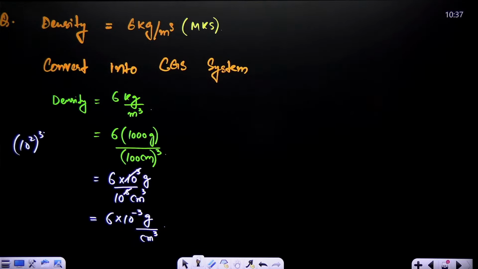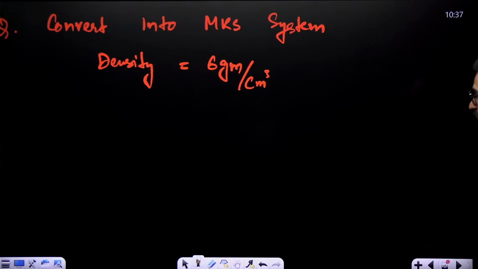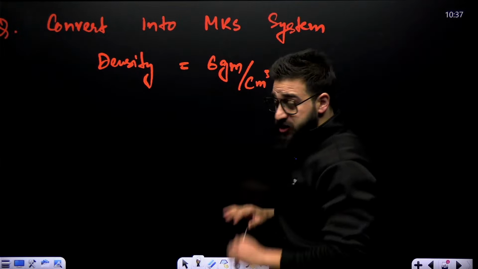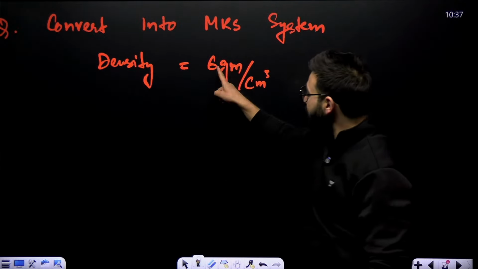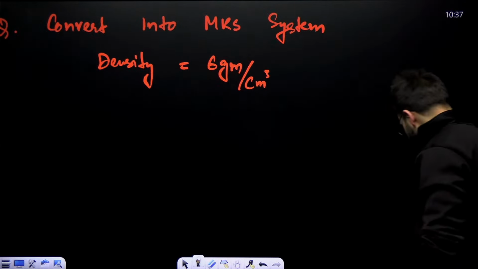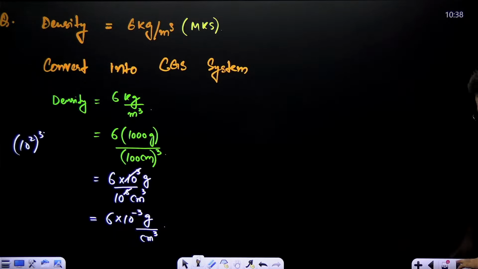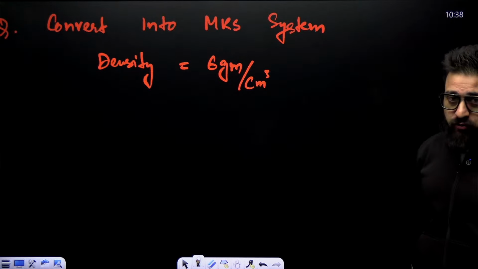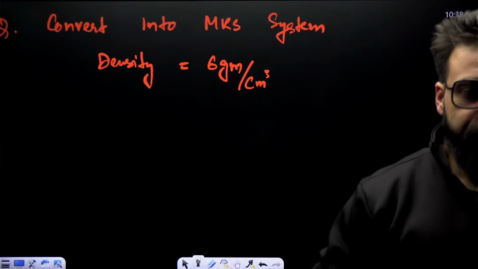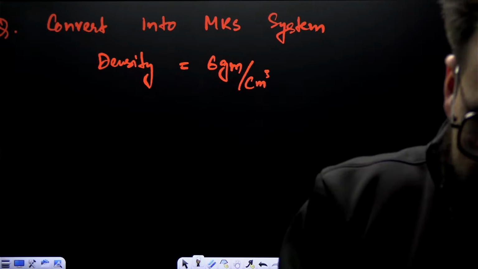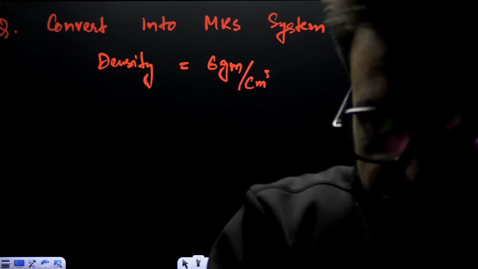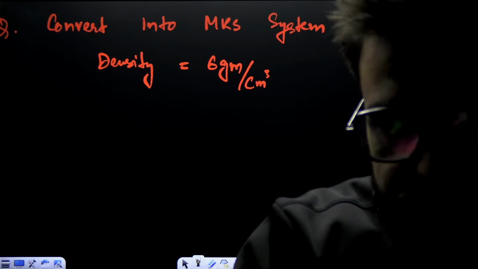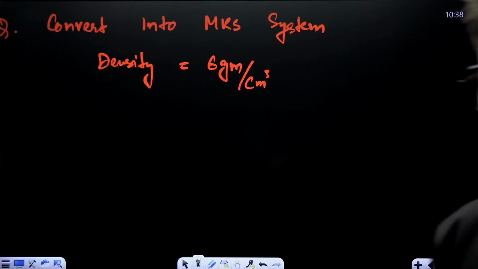Great. Similarly, if you have over here the next question, that is convert into MKS system, do the reverse now. You have 6 gram per centimeter cube, like this question only. You have to convert this into the MKS system. Could you please tell me the answer in the chats in this particular case? 6 gram per centimeter cube.